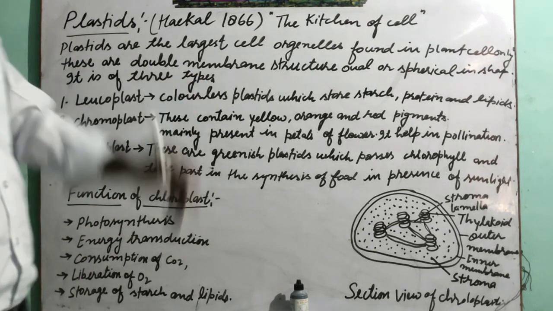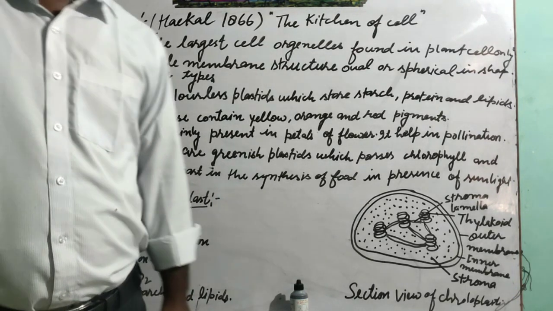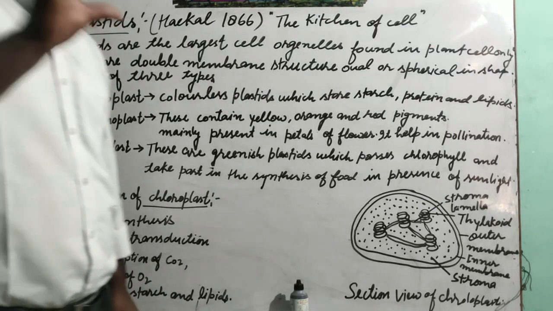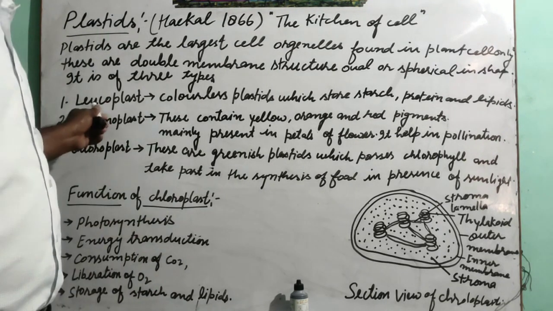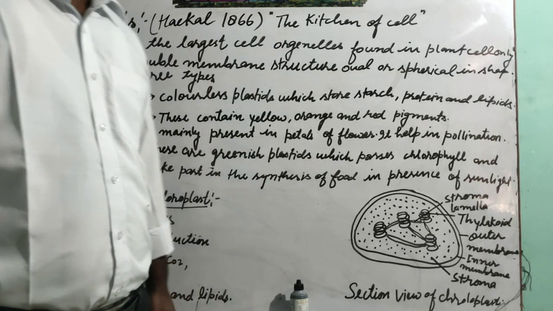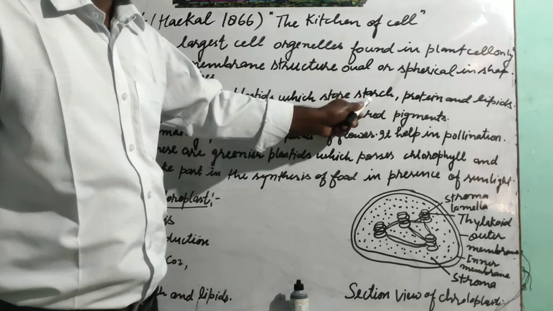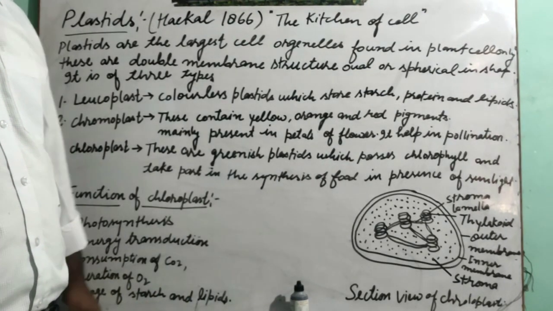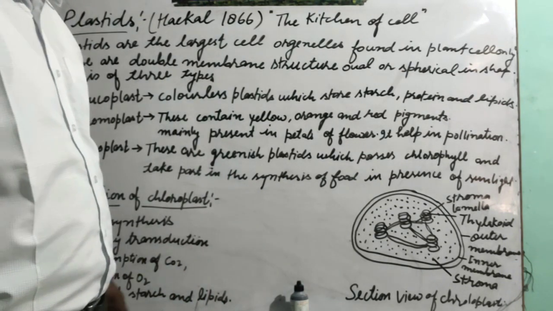Leucoplast is a colorless plastid which stores starch, protein, and lipids. Mostly it is found in the roots of plants. You have seen that roots are colorless. If you cut the root, it is colorless. Due to its storage of starch, protein and lipids, it is also of different types like elaioplast, amyloplast and aleuroplast, which you will study in senior class.